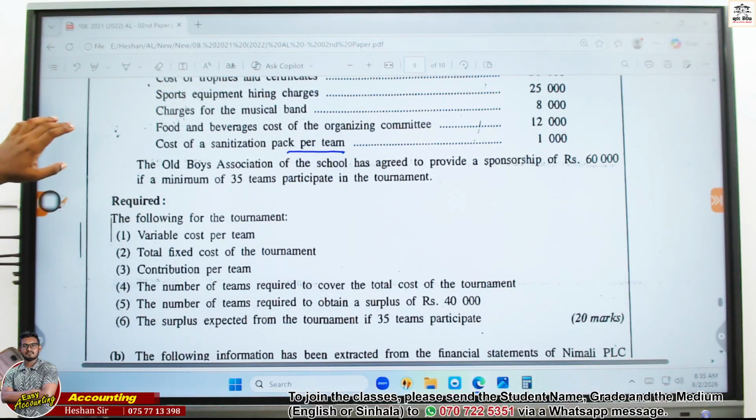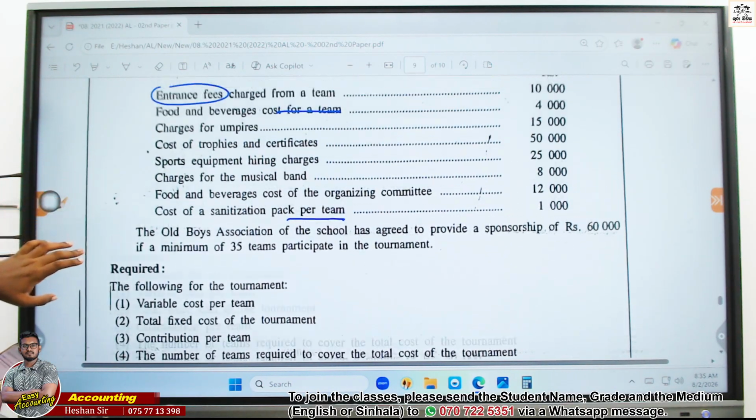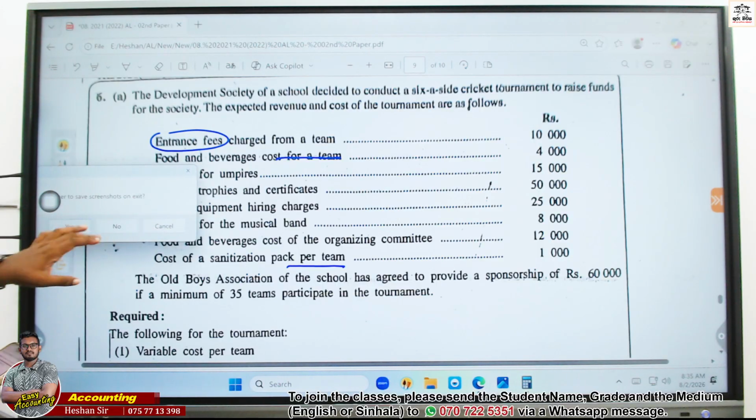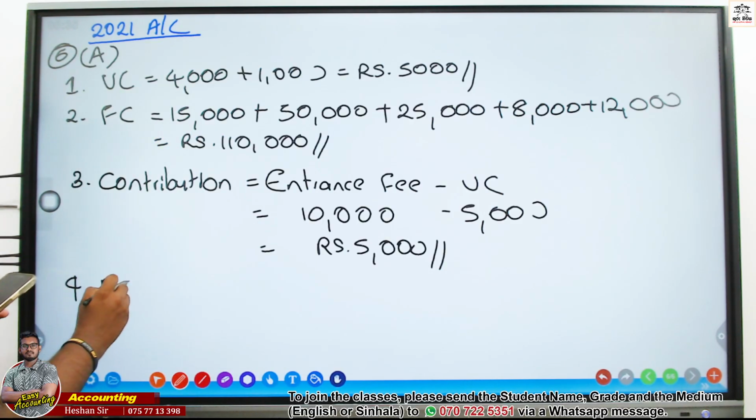Number 4. Number of teams required to cover the total cost of the tournament, which means BEP teams.